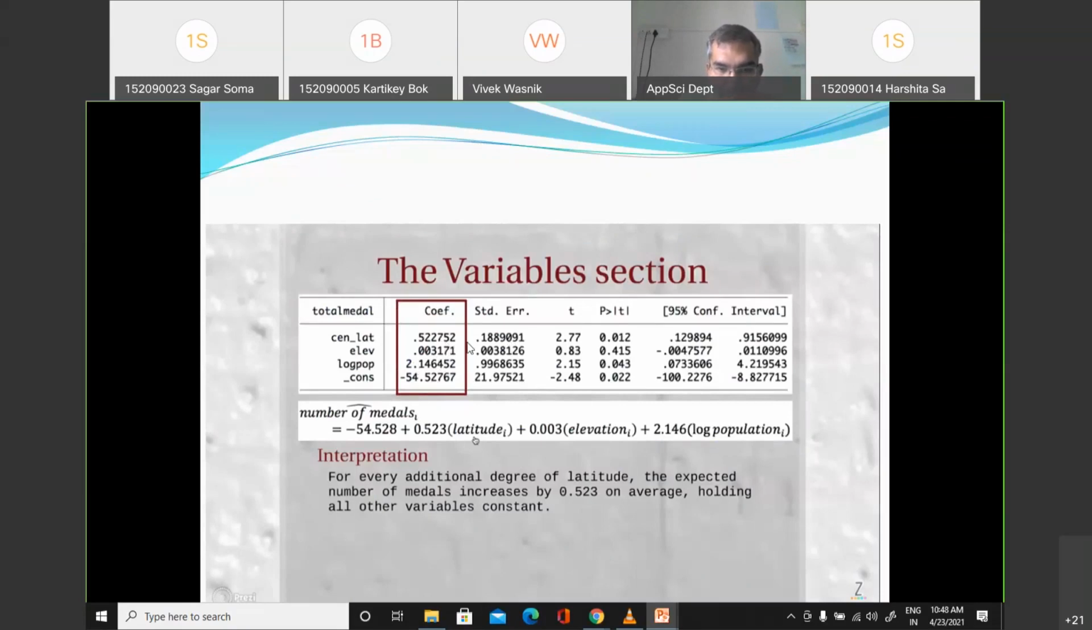So from this table, what will be the regression equation, if I ask you? Actually it is given on the slide itself, just below the table. Yeah, so when you see this output, the regression equation is this. The dependent variable equals the constant, which is minus 54.52, plus the coefficient of the first variable into the first variable, the coefficient of the second variable into the second variable, that is elevation, and the coefficient of the third variable, which is population, multiplied by the population. Here the log of population is taken. So this is the regression equation.